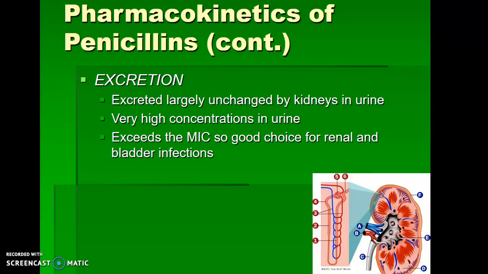The excretion is really important because penicillins are well excreted via the kidneys. Because of this, they tend to collect in high concentrations in the kidneys and the urinary bladder. And so they can be used to treat infections there because they tend to go there and have high concentrations. So these are good choices typically for kidney and bladder infections.